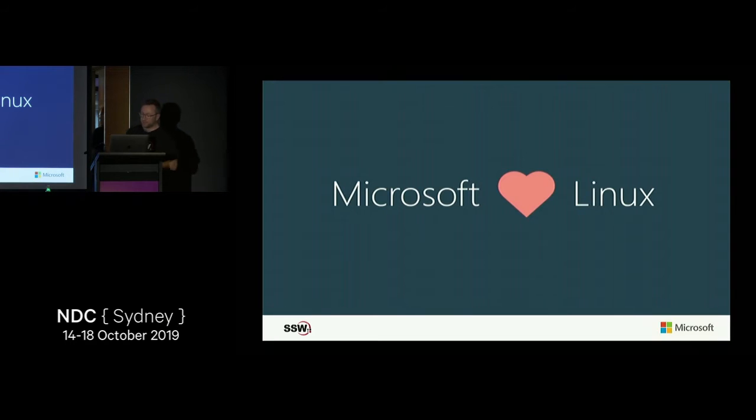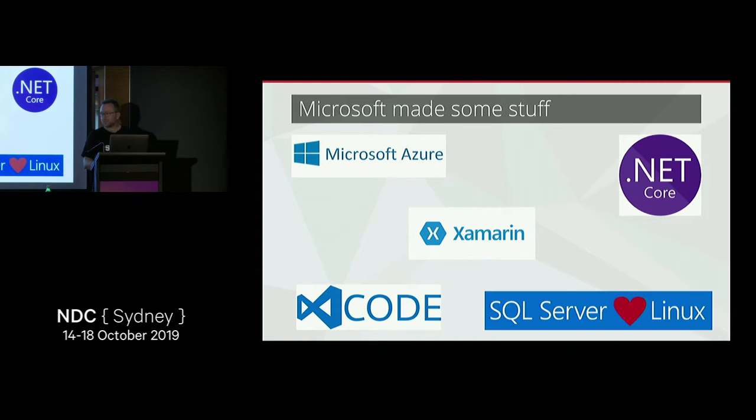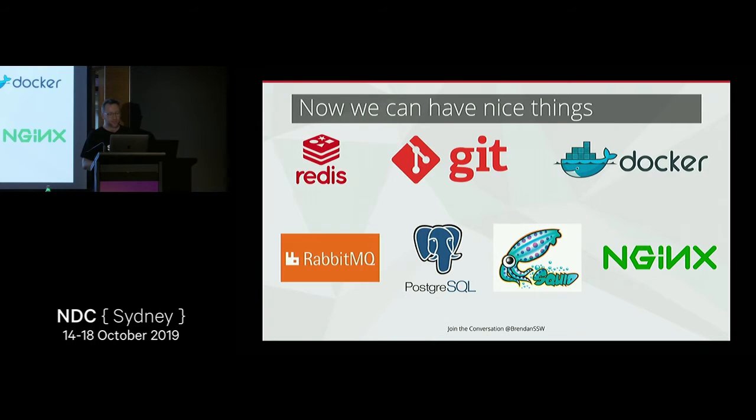And when this happened, they started making loads of awesome software. So all this stuff works on Linux, made by Microsoft. And because of that, we now can have nice things. There's all this second universe of software out there that we can now use with our Microsoft software, and it plays together nicely, and you've got so many more options of things to do.